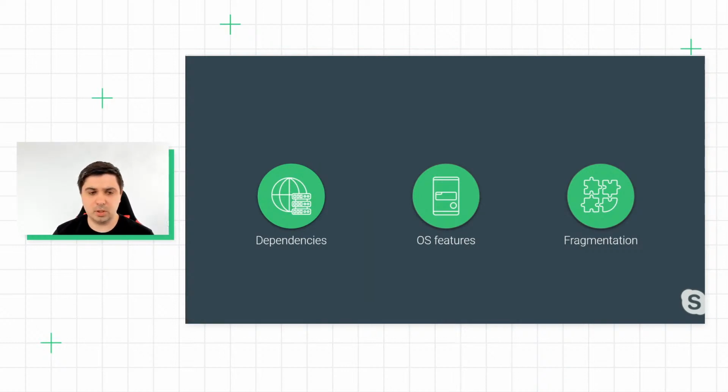I want to start with Android as part of the ecosystem, because from a testing perspective, and of course for development, Android has some specific cases and specific scenarios. First of all, I want to start with dependencies. When we build and test Android applications, we use many different dependencies.